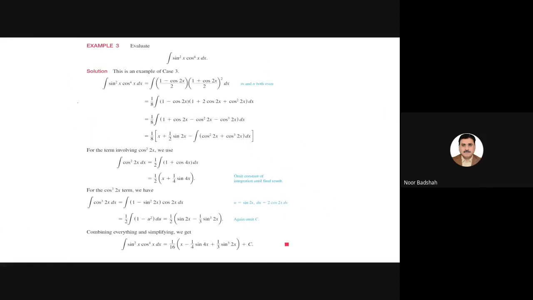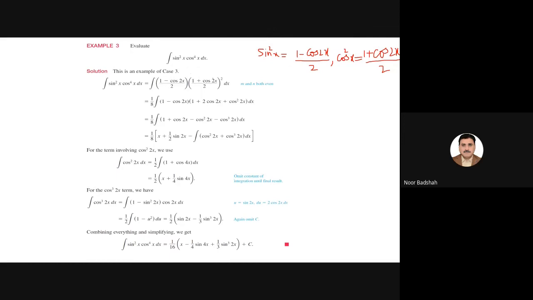If we have even powers, both even powers, or one function which has an even power, what would you do? If you remember, we have the trigonometric formulas: sine square x is equal to (1 minus cos 2x) divided by 2, while cos square x is equal to (1 plus cos 2x) divided by 2. Whenever both powers are even, you use these formulas. If one is odd, then you go for the previous case.